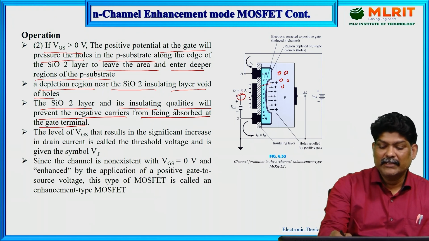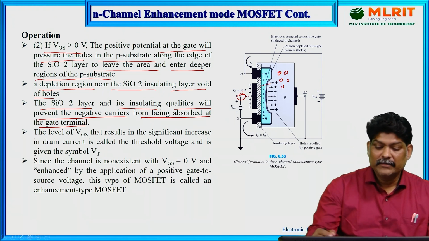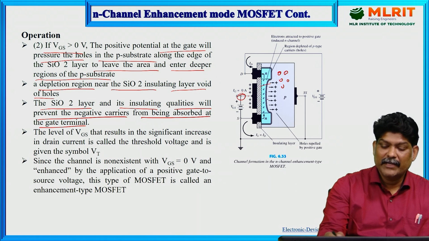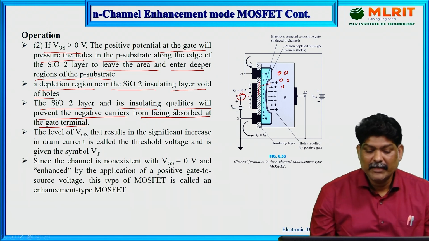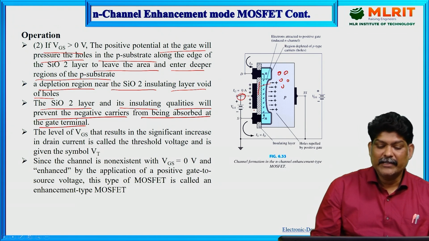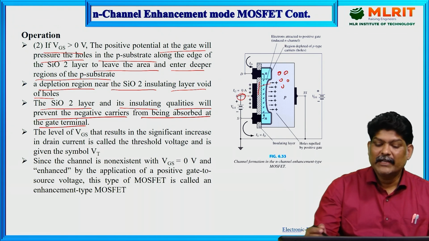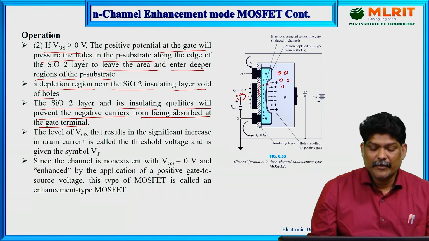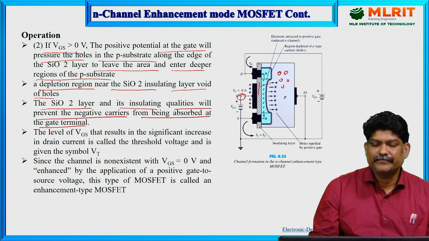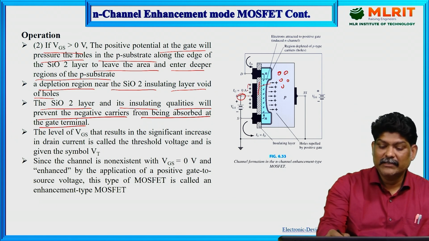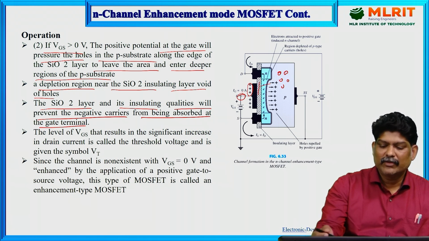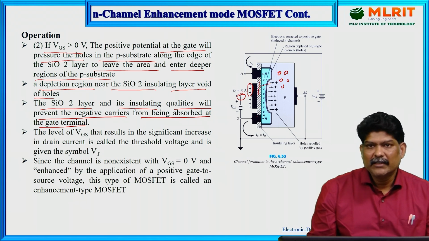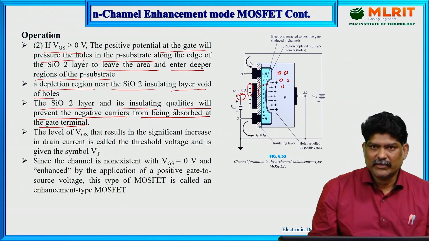So here is the gate terminal, and in between the p substrate and gate terminal we have the SiO2 layer, and this SiO2 layer acts as an insulator. Its insulating qualities will prevent the negative carriers from being absorbed at the gate terminal. So here the gate terminal is positive, right? So obviously it will attract the negative charge particles, but the SiO2 layer opposes this process.